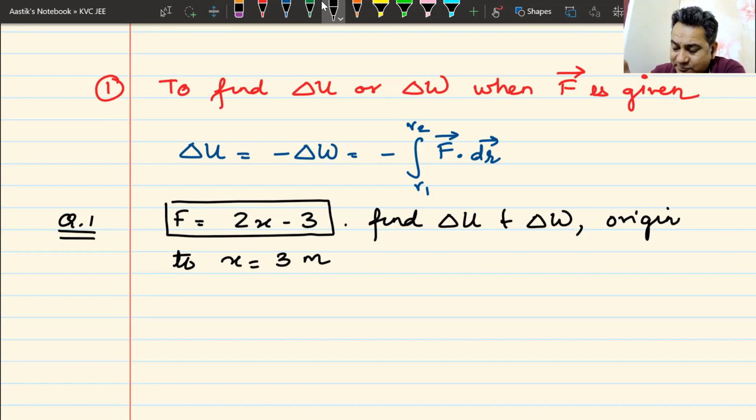One-dimensional force, one-dimensional displacement. The time starts now. You will get a minute to solve this question. If you have any doubts, you can always come up. I think the mic is working, so that is the good news.